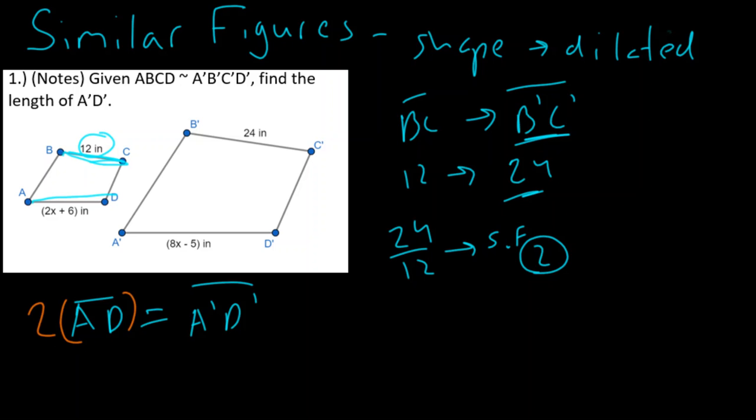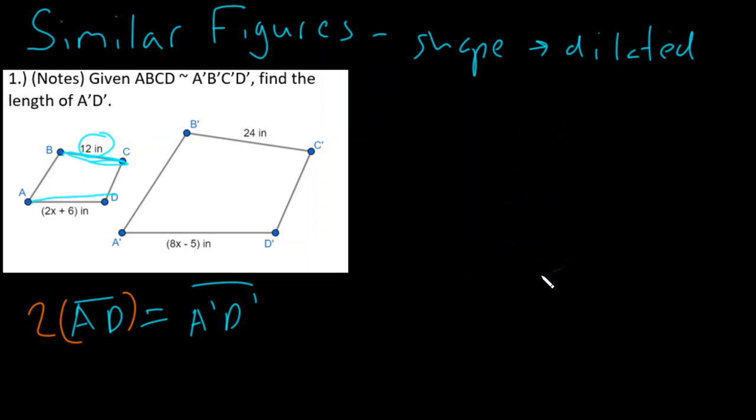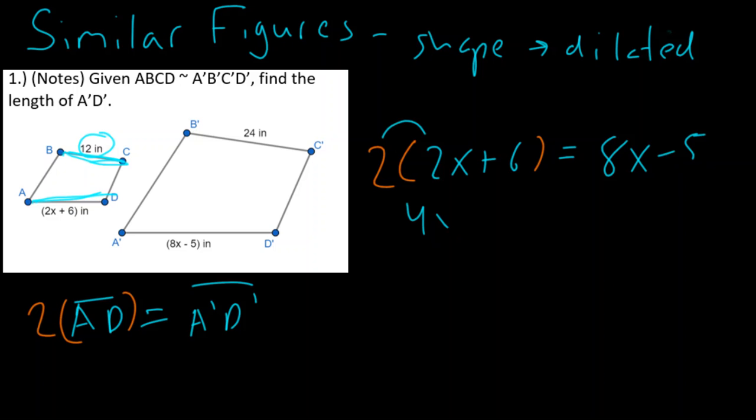Okay, and so what's that going to look like when we set it up as an equation? Well, let me clear this off real quick. Perfect. In our nice, beautiful orange color, we're going to say 2 times, and AD is clearly 2x plus 6. That is going to be equal to the new side of 8x minus 5. So we have a little proportional reasoning here. We know 2 times 2x will give us 4x, 2 times 6 will give us 12, and this equals 8x minus 5.